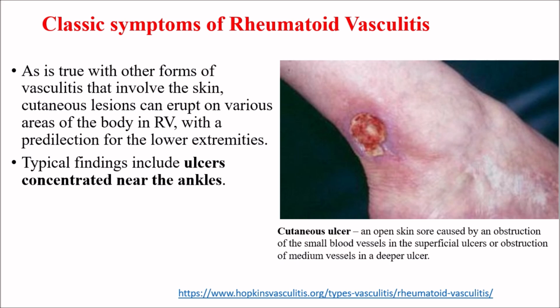As is true with other forms of vasculitis that involve the skin, the cutaneous lesions can erupt on various areas of the body in rheumatic vasculitis, with a predilection for the lower extremities. Typical findings include ulcers concentrated near the ankle. Here you see the cutaneous ulcer, an open skin sore caused by an obstruction of the small blood vessels in superficial ulcers or obstruction of medium vessels in a deeper ulcer.